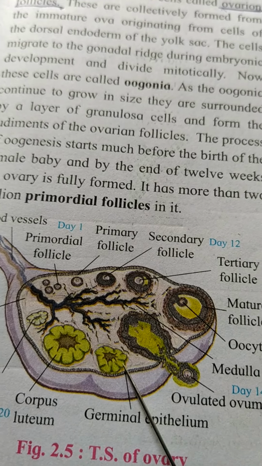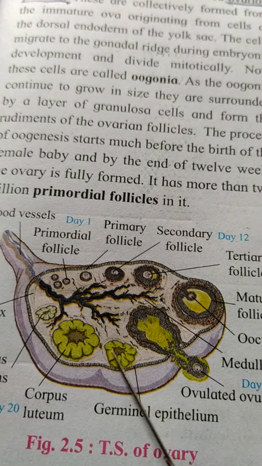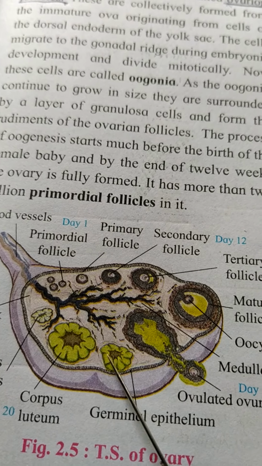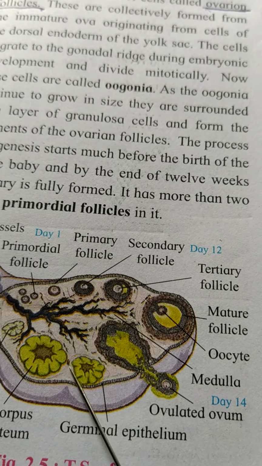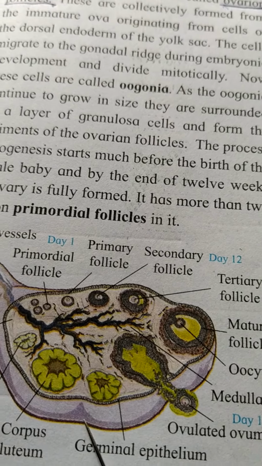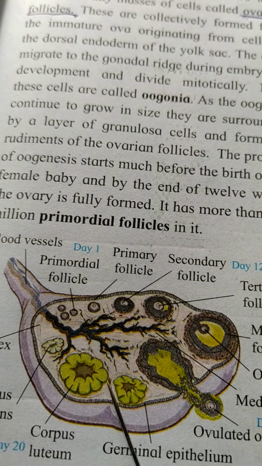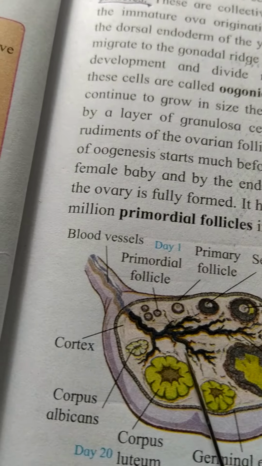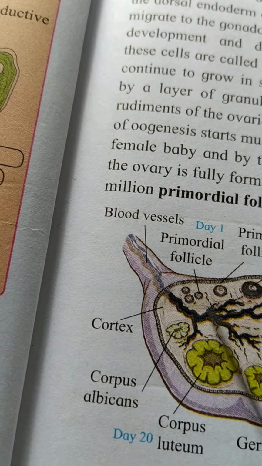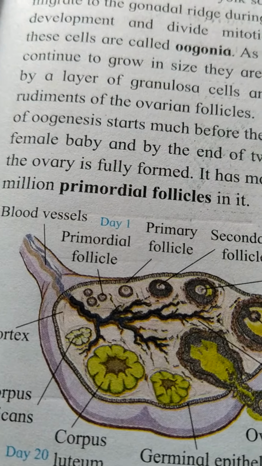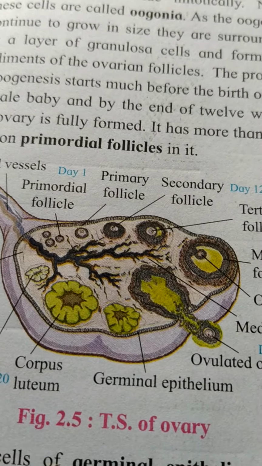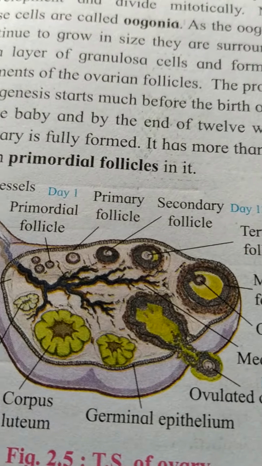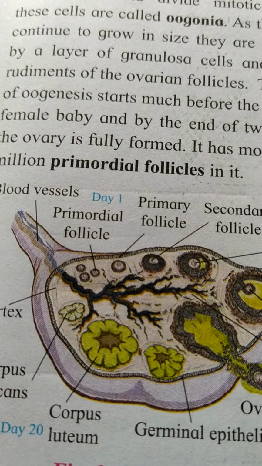Just as I said, this corpus luteum acts like an endocrine gland and secretes the hormone called progesterone. This progesterone hormone maintains the pregnancy, and if no pregnancy holds, then it is converted into corpus albicans, which is thrown out of the body by the next menstrual cycle. This is about the tiers of the ovary, the detailed structure.